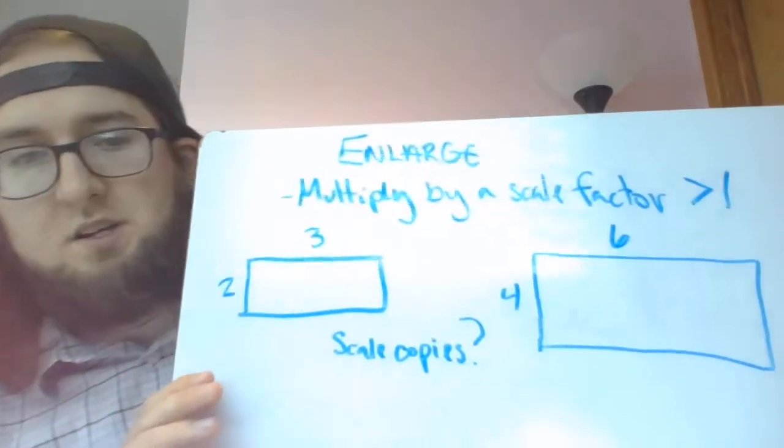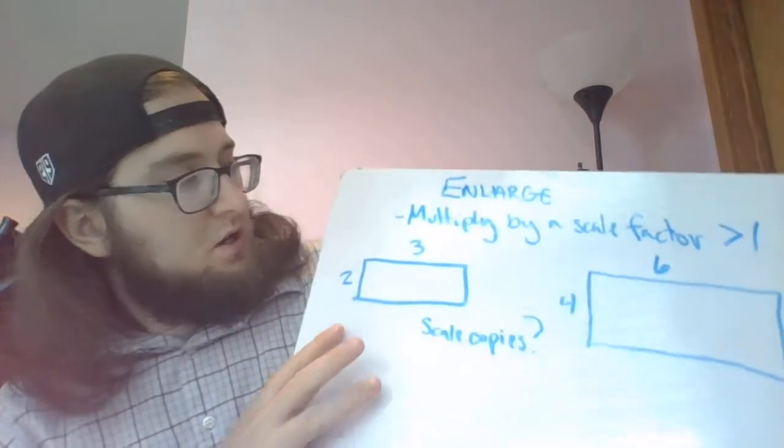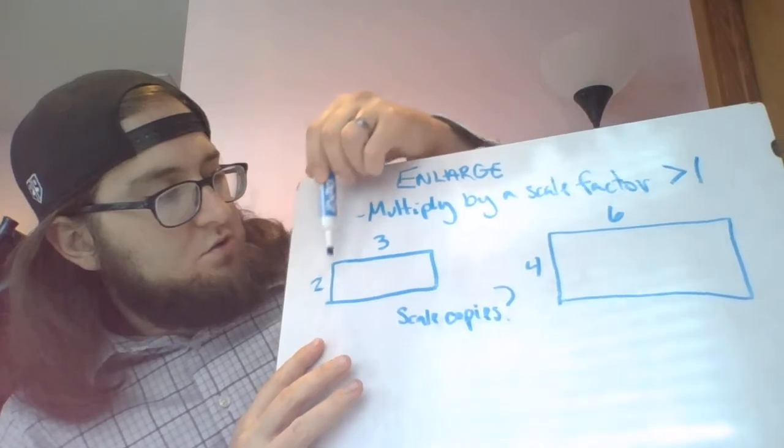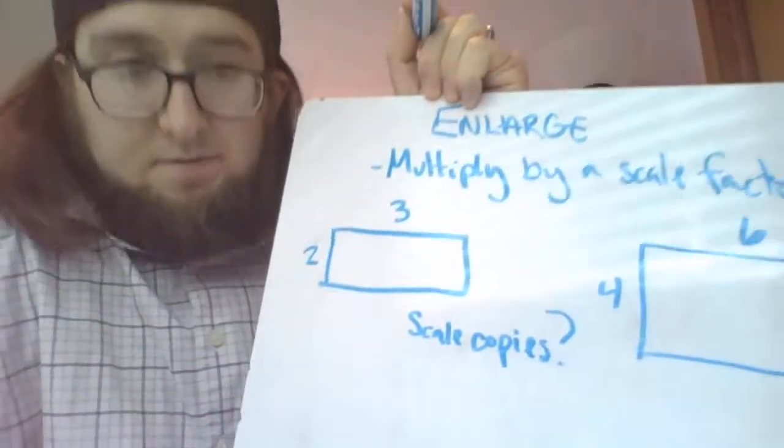Okay? So let's talk about an enlargement. When you're enlarging, you want to multiply by a scale factor greater than 1. So are these scale copies? We're going from 2 by 3 to 4 by 6. Are they scale copies? Well, you have to check.